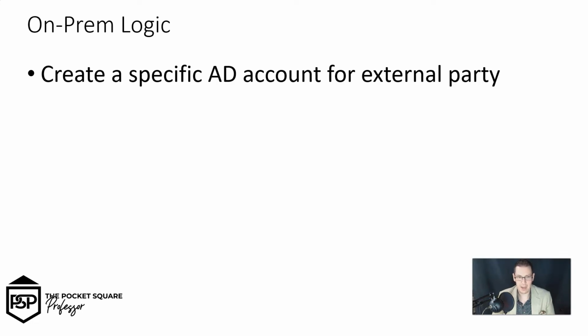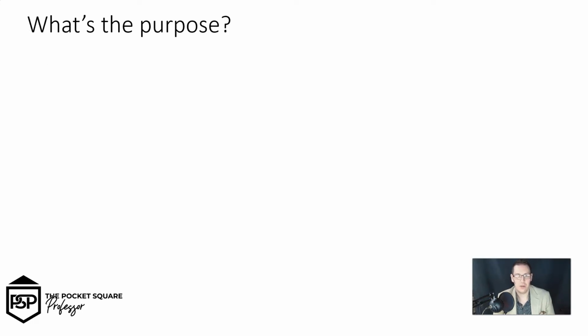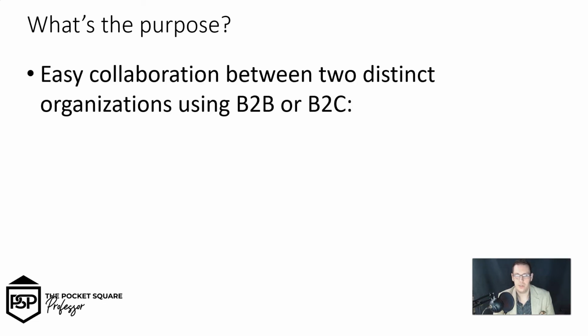But in the cloud, well, let's start talking about why we care about the cloud and what's different. Well, what we want to do is have easy collaboration between two distinct organizations. Now, it doesn't have to be organizations per se. That's where we get this B2B or B2C. So B2B is business to business. Those are vendors, third-party vendors or partners, whatever they may be that you're working together on, and you two as organizations are close, but you're two separate organizations.